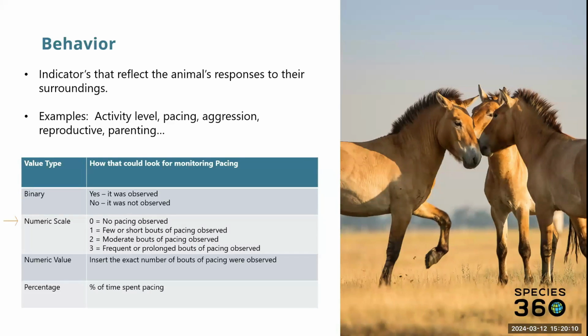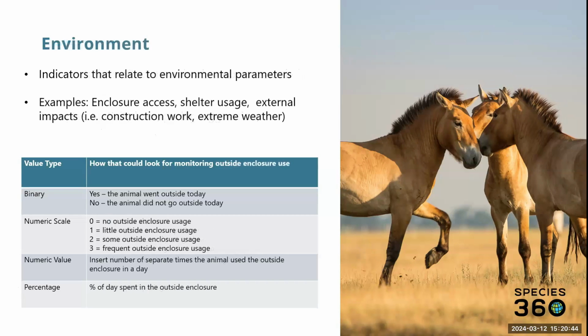A numerical scale, where you set the definition for the scale, can provide a bit more information. A numerical value could allow you to record the number of times the animal was observed pacing. And a percentage can be used to track the percentage of time this animal spent pacing. Again, it's completely up to you to decide what's feasible at your collection and how informative you need this to be. I've repeated similar slides for the other categories as well.